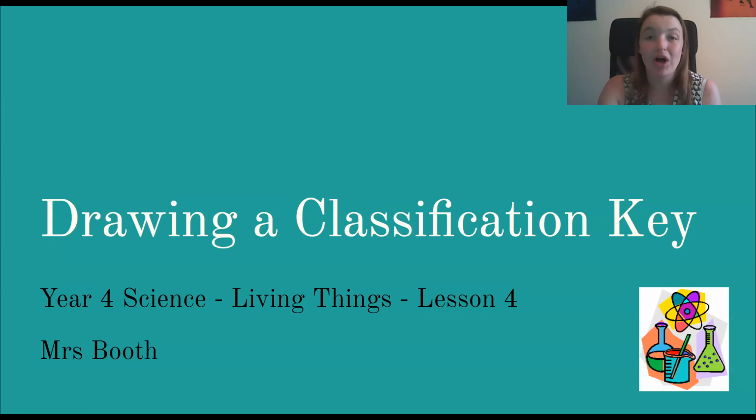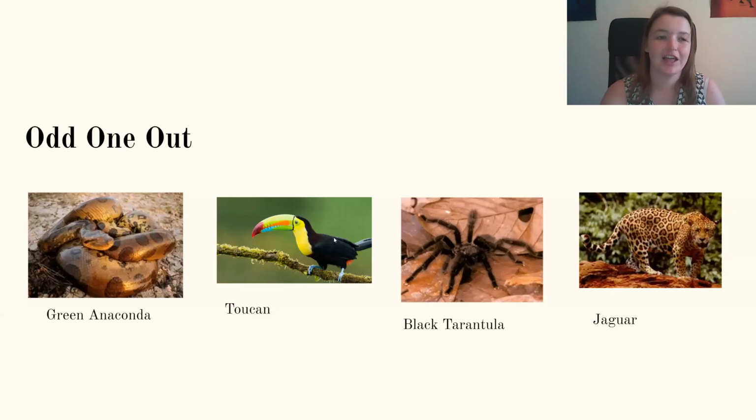Are you ready to get on with some science learning today? Hope so. Today we are going to be learning how to draw our own classification key so that we can group and learn about different species of animals. First though, let's get our brains warmed up as usual.